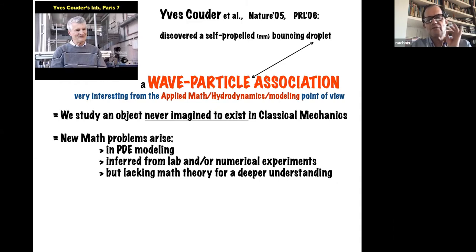So here it is. As I mentioned, it's an object never imagined to exist in classical mechanics, an object with wave and particle properties at the same time. So we had to do the PDE modeling. From our collaboration with the MIT math department, we actually have access to laboratory experiments. I'm going to show you beautiful lab videos in a second. All the behavior is inferred by lab and numerical experiments, but lacking deeper mathematical theory. We can say what the answer should be, but there's no theory.